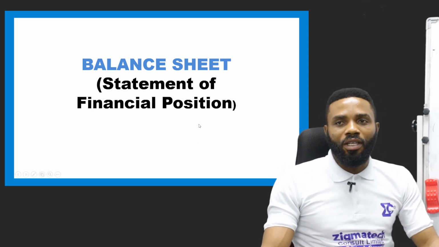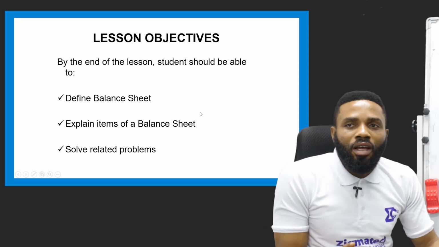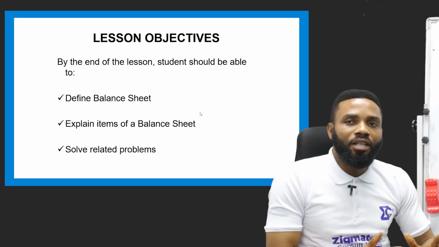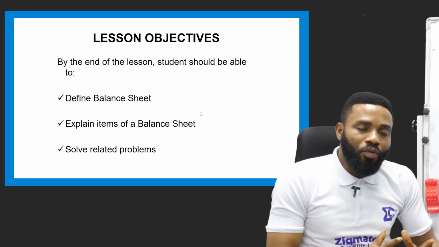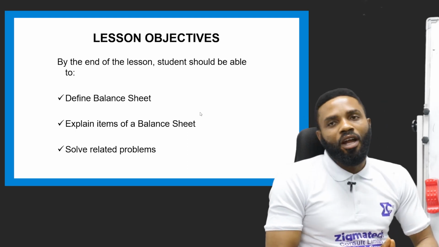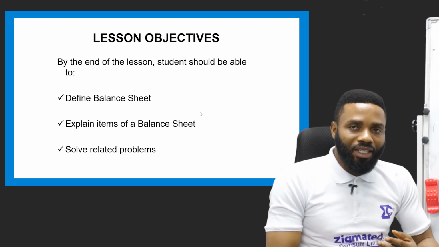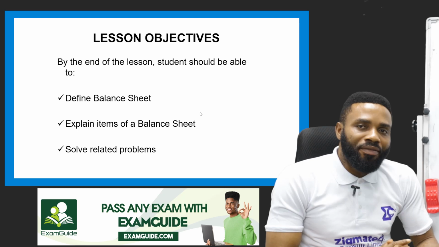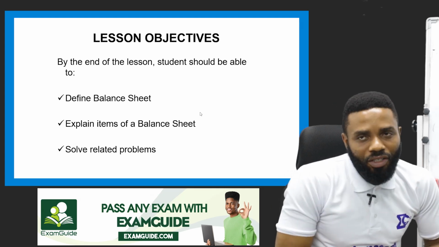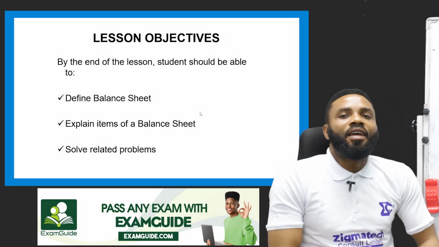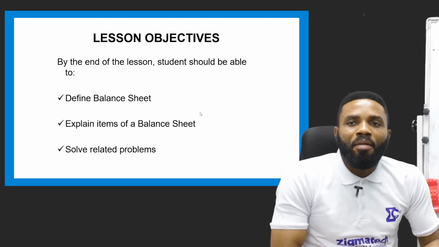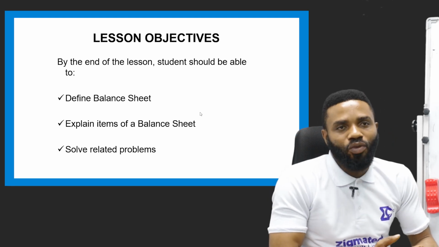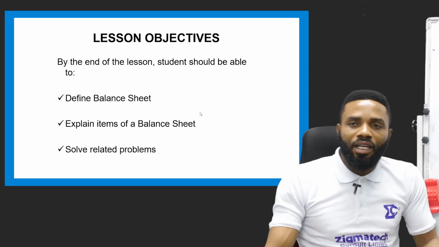Now, before we make progress, let's quickly look at what I call the lesson objectives, what we intend to achieve within the period we are going to look at this topic. The first thing we are expecting to achieve as an objective is that we want to define balance sheet, what balance sheet is all about. And then we want to look at items of a balance sheet, those transactions that one can easily find in the balance sheet. And the last one is to solve related problems.